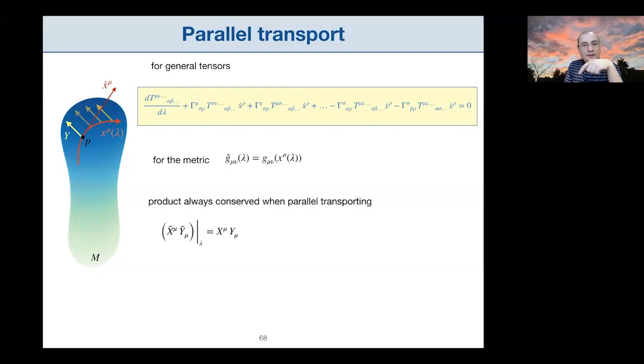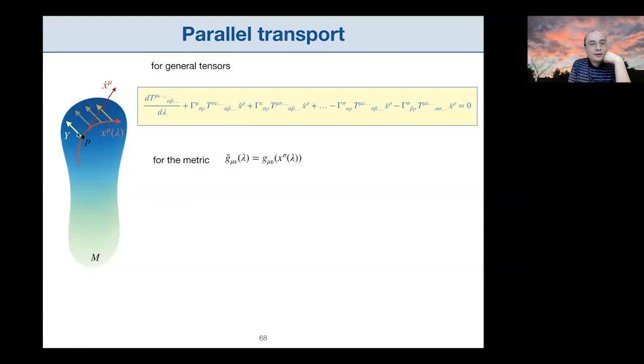For the metric tensor, it turns out that the parallel transport of the metric tensor is always the metric tensor itself. So if you take the metric tensor at P and parallel transport it along any curve to another place, you'll just recover the metric tensor at this place. So in a sense, parallel transporting the metric is kind of a useless exercise because what you get is just the metric at a different place. But it doesn't work for other tensors.